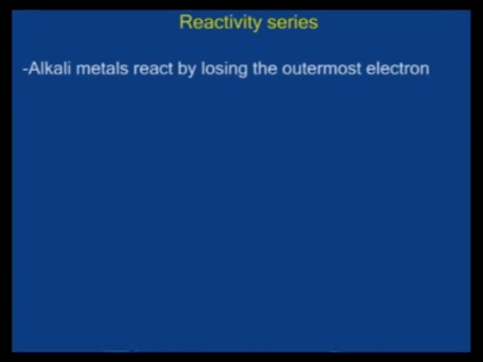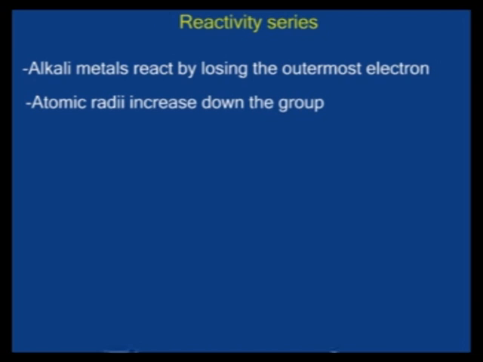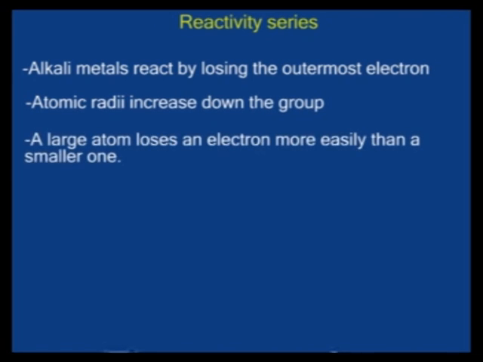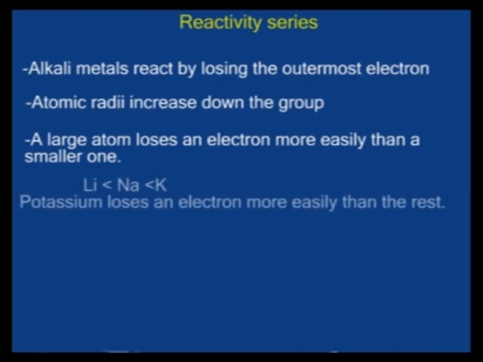The alkali metals react by losing the outermost electron. True. The atomic radii increase down the group from lithium to potassium. True. A larger atom loses the electron a lot more easily than a smaller atom. It is easier for potassium to lose its outermost electron more than both sodium and lithium. This is because its atomic radius is larger than that of sodium and lithium.